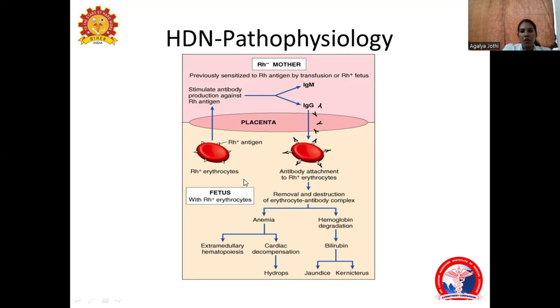There will be removal and destruction of the erythrocyte antibody complex, and what does that lead to? Anemia, because of extramedullary hematopoiesis, and also hemoglobin degradation. The hemoglobin degradation will be seen, and it will lead to jaundice.